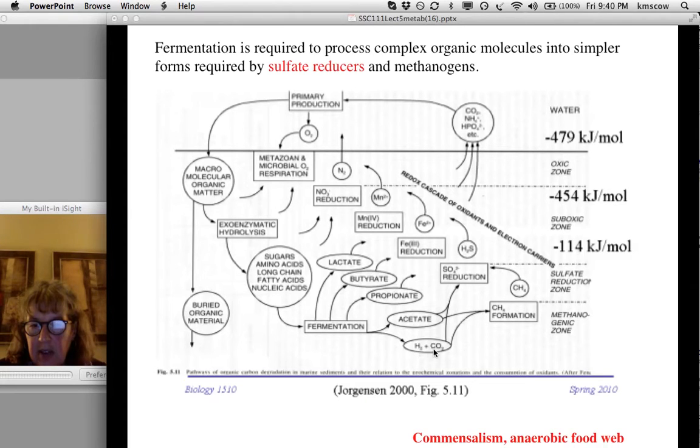Look at that, hydrogen and CO2, that's one pathway for formation of methane. So without the fermenters there, we would not have methanogenesis, or use of CO2 as an electron acceptor. So you have this food web and this complex set of interactions among different organisms that lead to this variety of different metabolisms being supported.